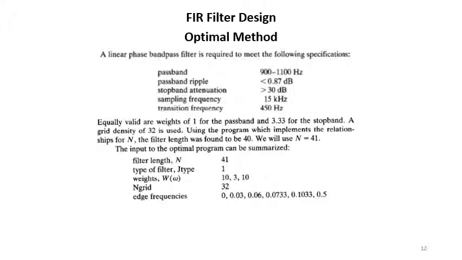Now the input to the optimal program can be summarized as: filter length will be equal to 41, type of filter, that is J type, that's equal to 1 for the band pass, high pass, low pass, and band stop. Okay, 1, and you understand other values for the other types of filters. Then we write weights. So we have weights of 10, 3 and 10. Okay, so stop band, pass band, and again the stop band. And maybe we take the number of grid points 32, you can also take 64 or 16. Okay, and then we take the edge frequencies that are also input to the program. So these are the edge frequencies as we found in the previous slide.